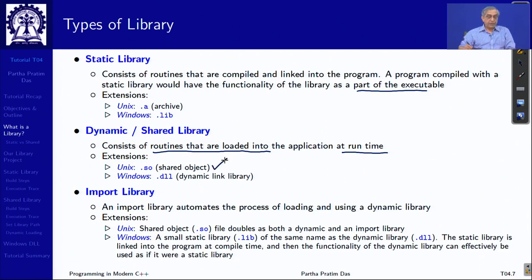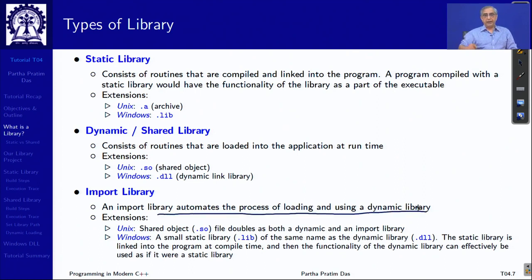A shared library in Unix is called a shared object, .so, and in Windows it is called DLL, .dll, or dynamic link library. There are certain variants of this which are known as import library, which can automate the process of loading and using a dynamic library. So, it is kind of a little variation of the import library.